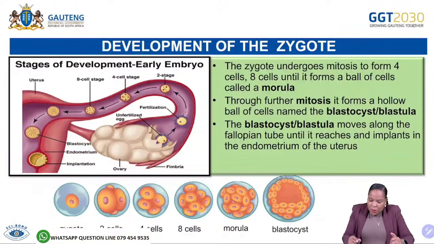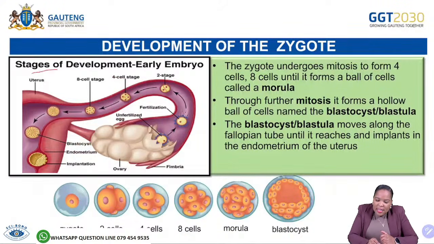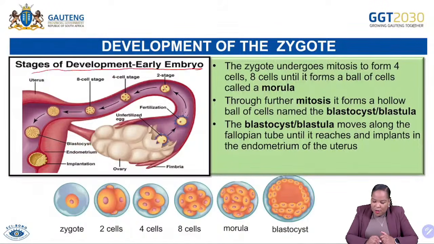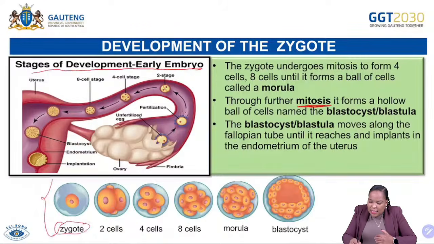And now here, you need to know the stages of the development of an early embryo. After fertilization, there is going to be a zygote formed. That zygote is going to divide by mitosis to form what? 2 cells, 4 cells, 8 cells, until it forms a ball of cells, which is called a morula. And then that ball of cells might have about 16 cells.